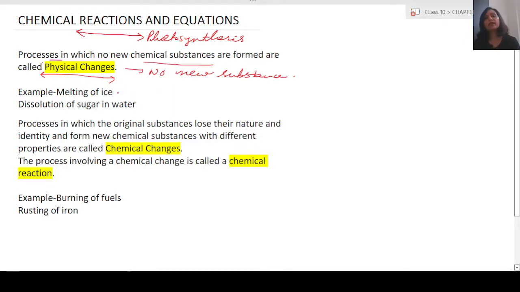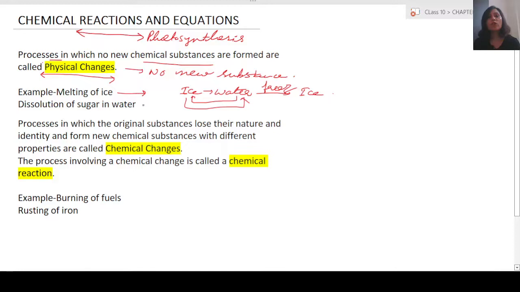Now, if you take the example of melting of ice. When ice melts, it gives you water, right? And if you freeze this water, you will again get ice. So what is happening here? There is a change in the physical state, that is solid to liquid and liquid to solid, right? There is nothing new getting formed, nothing totally different is getting formed here. So it is a physical process.